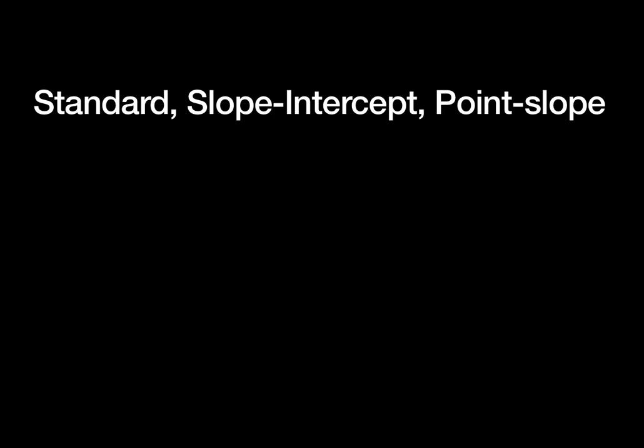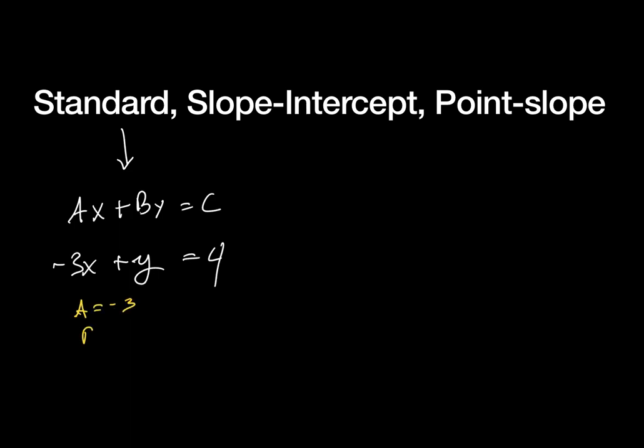So then we're going to jump into these different forms. We have three basic forms when we talk about equations. Standard form is going to be ax plus by equals c. And that's where a, b, and c are really any numbers. So if I have an equation like -3x plus y equals 4, in that case, the a was -3, the b was +1, and the c was 4. The a is the number in front of the x, the b is the number in front of the y, and the c is the constant all by itself.